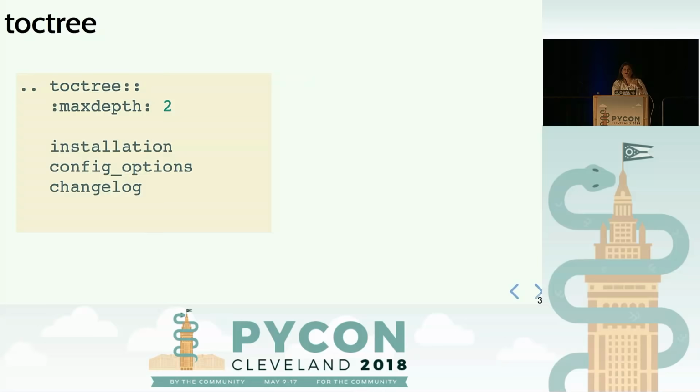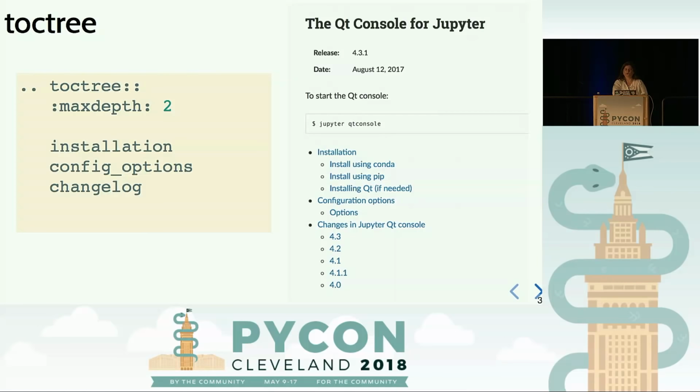So in this case, we said maximum depth 2. When we render docs that have a depth, in this case, 2 will give us 2 levels of headers. So we have installation, and then we have the subheaders from that page as well.